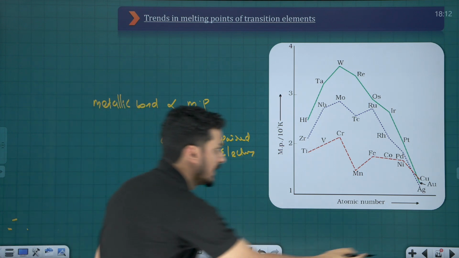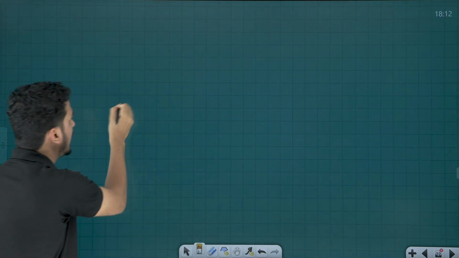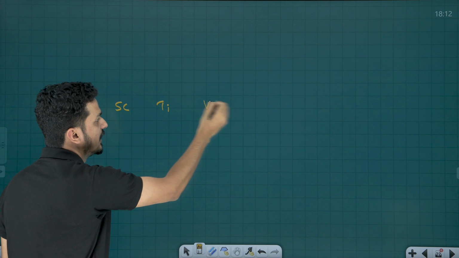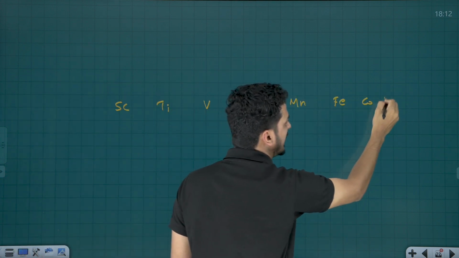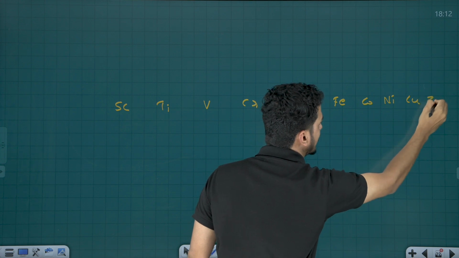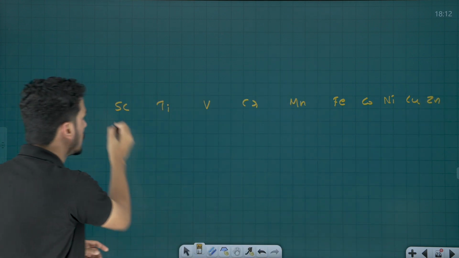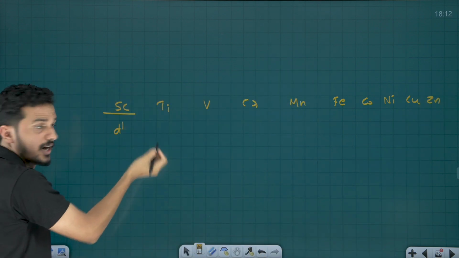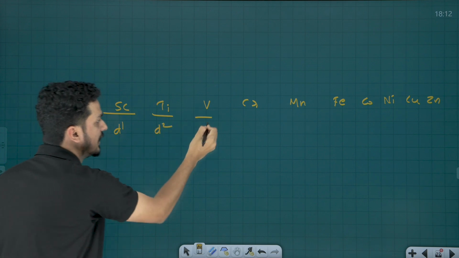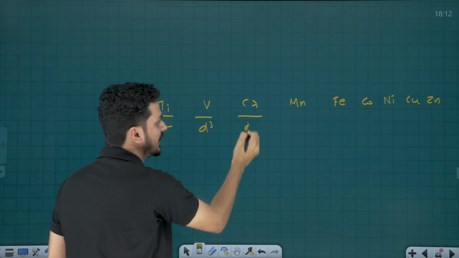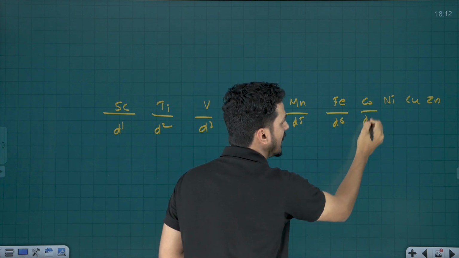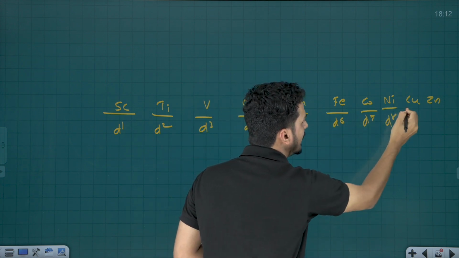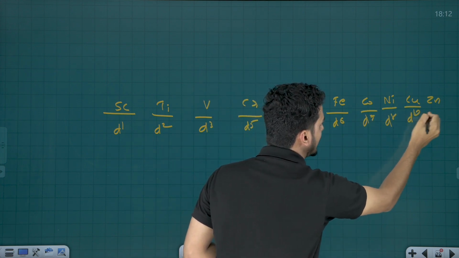So in the case of 3d transition series, once you are looking at scandium, titanium, vanadium, chromium, manganese, iron, cobalt, nickel, copper, zinc, this is the 3d transition series. Once we are looking, this is ending with d1, this ending with d2, this ending with d3, and this ending with d5. This again d5. This is d6, d7, d8, d10, as well as d10 again.